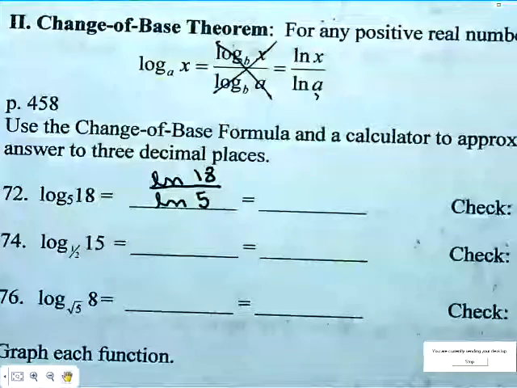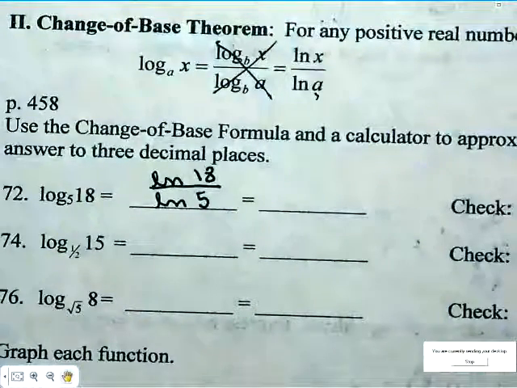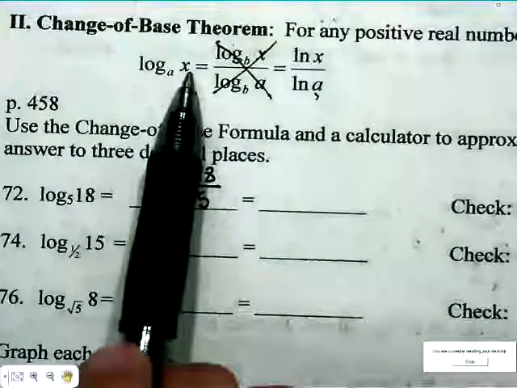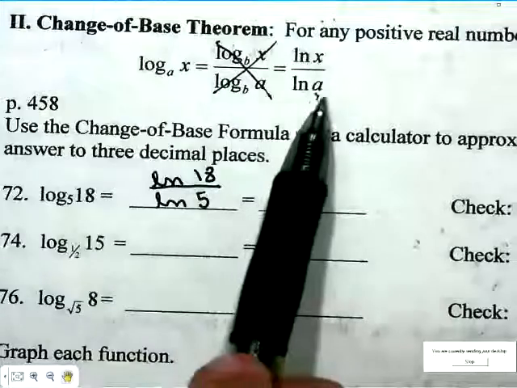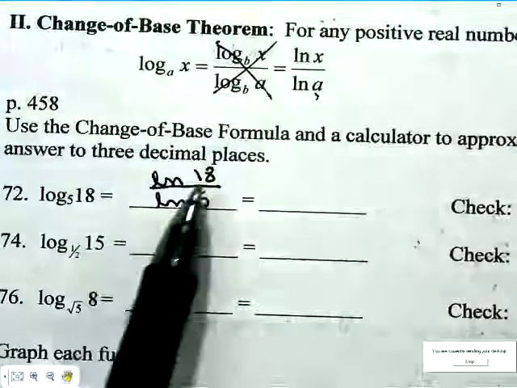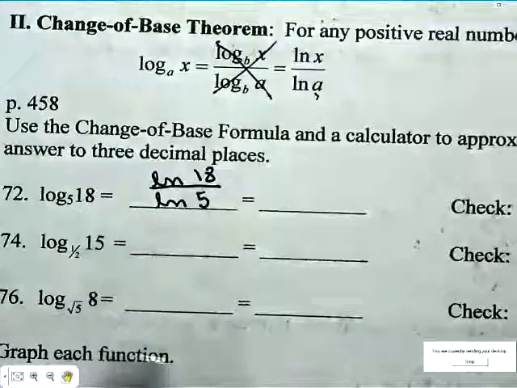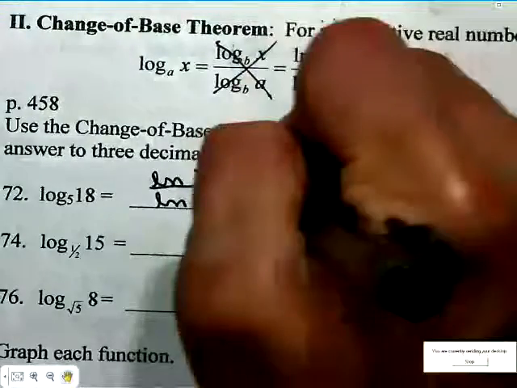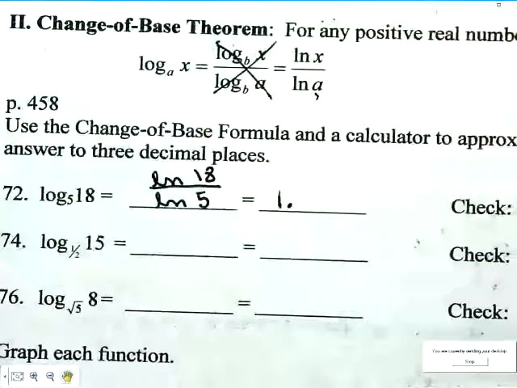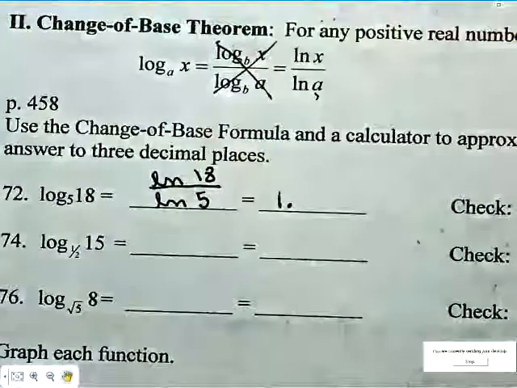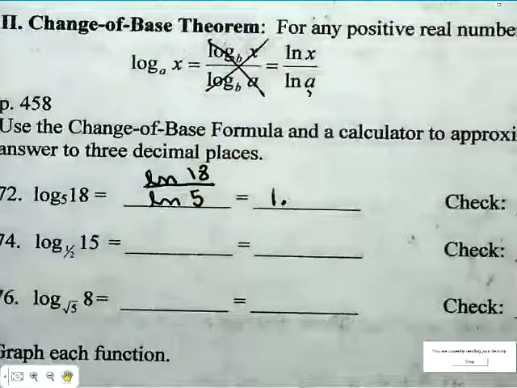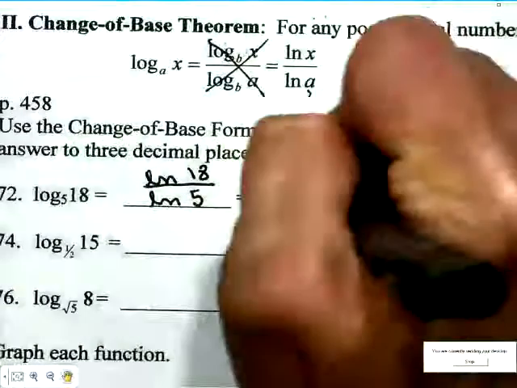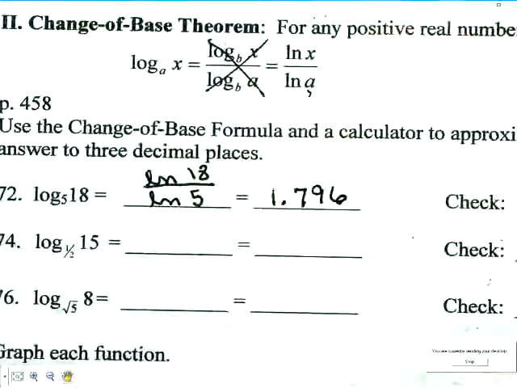And if you have trouble remembering which one goes on top, just remember the x is over the a here. The 18 is over the 5. And then punch this on your calculator. It should give you 1 point something, round to the nearest thousandth for me, 3 decimal places. 1.796. Does anybody second that?